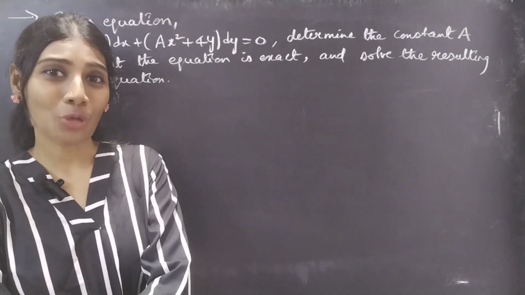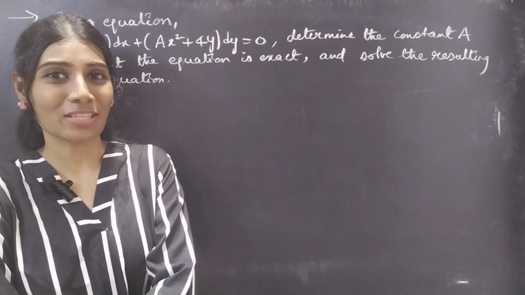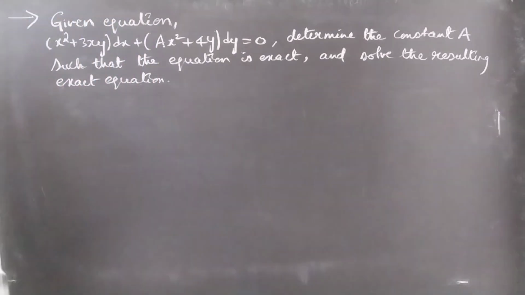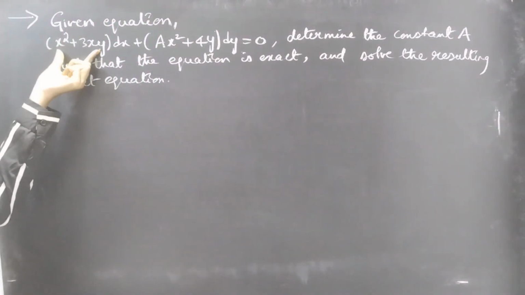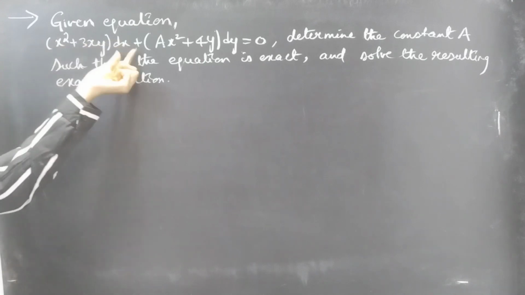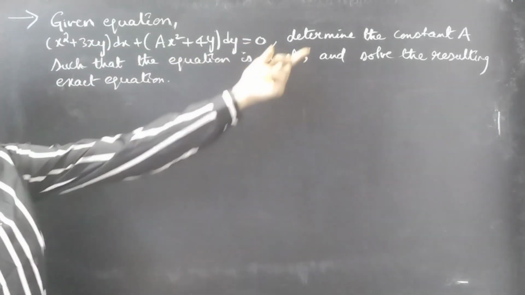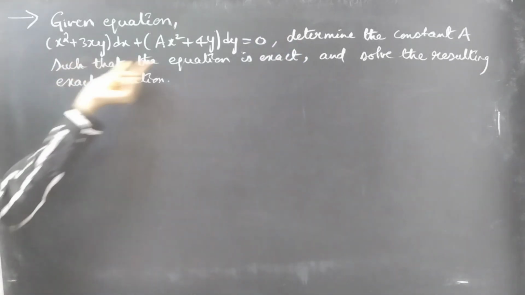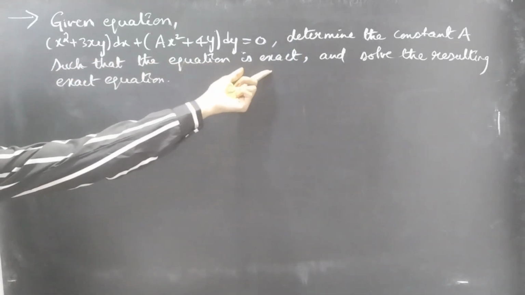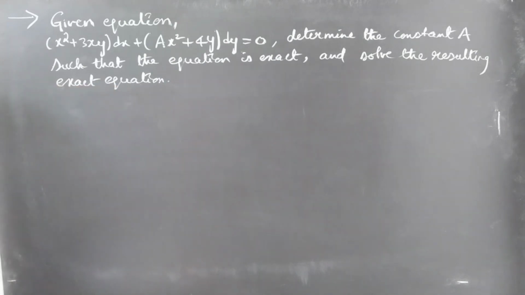In this video, we're going to solve a problem from differential equations. So let's get going. Problem. Given the equation (x square plus 3xy) dx plus (ax square plus 4y) dy equal to 0, determine the constant a such that the equation is exact and solve the resulting exact equation.